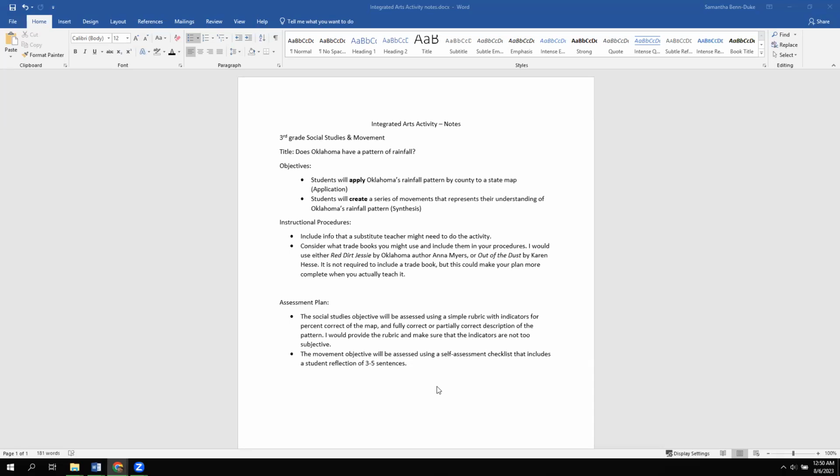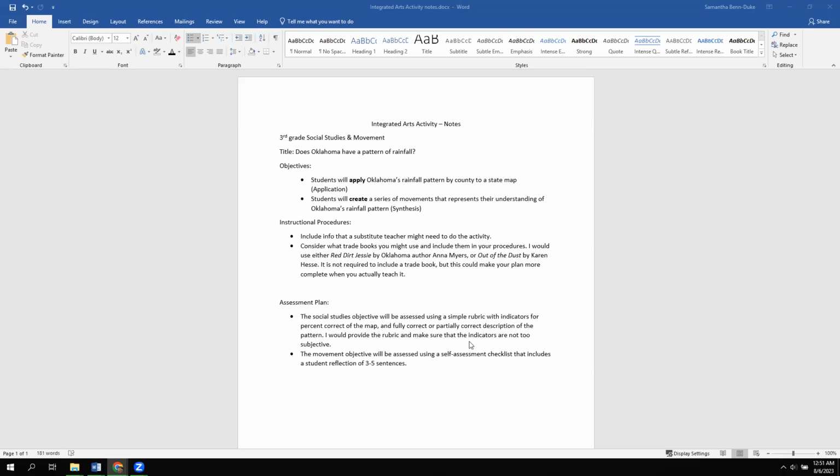And then I would also include a partially correct description of the pattern. So they would have to write down their interpretation of the pattern, and that's something else that I would use with this simple rubric. So if I were doing this assignment, I would need to provide that rubric and make sure that the indicators are not too subjective. What I mean by that is, "students did very well on this," "students did fairly well," "students did somewhat well, but missed a few," and those are subjective. If you can put it into numbers or percentages, then those take out the guesswork.